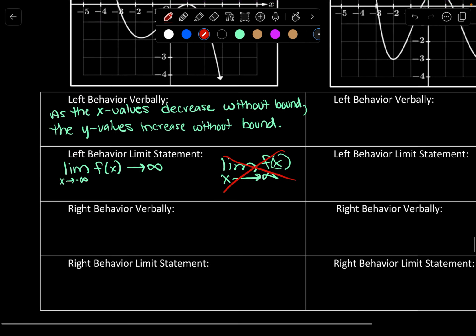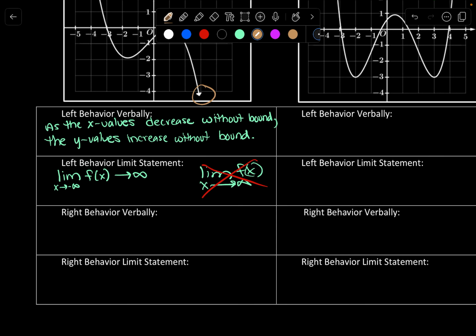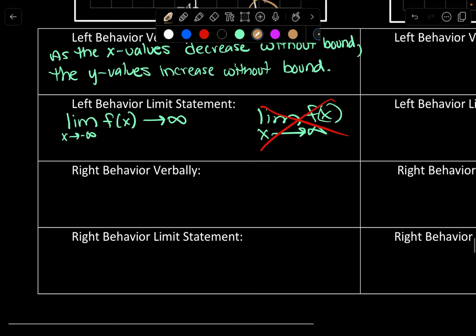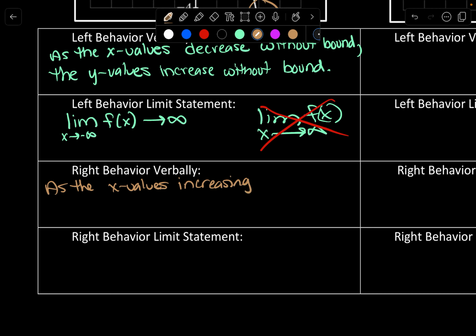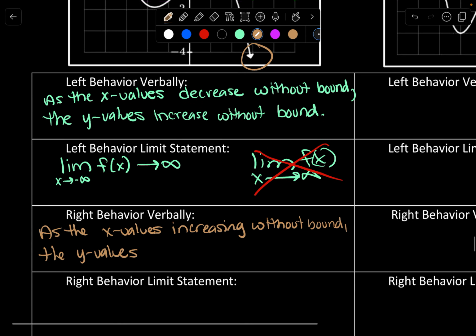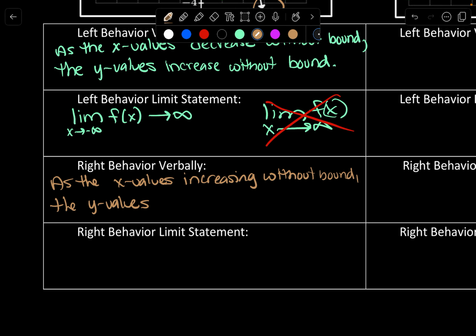All right, so right behavior verbally. So now we're going to be talking about as the x values are going to infinity. So as the x values increase without bound, the y values, they are going down, so they are decreasing without bound. Sorry, let's just say as the x values increase without bound, the y values decrease without bound.